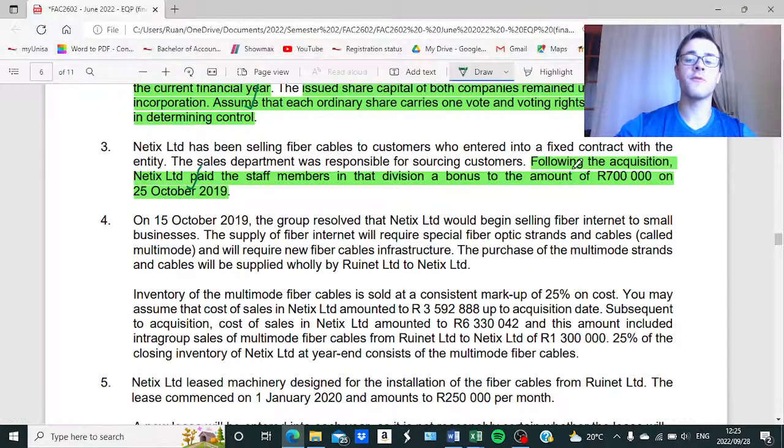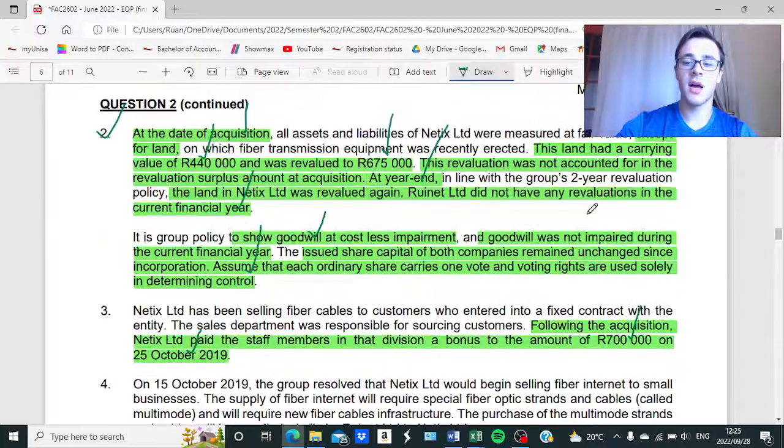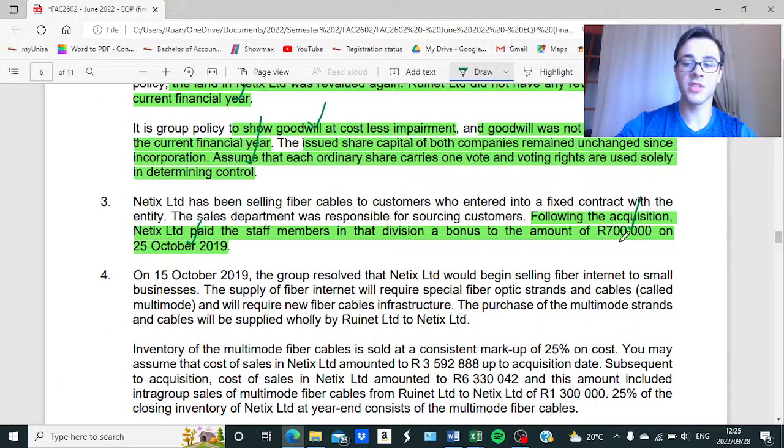Okay, so therefore the expense paid, or the bonus paid by the subsidiary, must be included in full in the post-acquisition period. So we cannot split this amount between the pre and post-acquisition periods, because it was only incurred in the post-acquisition period. And you would need to make the conclusion that the 700,000 is part of other expenses, alright? Because staff costs are not shown separately, so therefore we assume that it is included in other expenses.